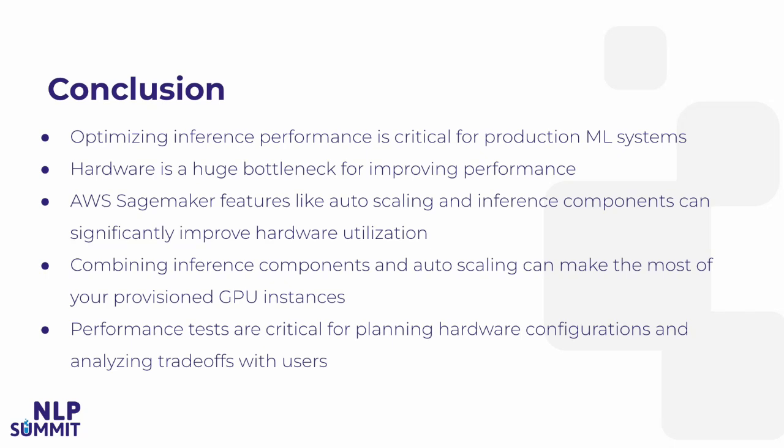AWS SageMaker features like auto-scaling and inference components can significantly improve hardware utilization, and combining inference components and auto-scaling can make the most of your provisioned GPU instances. Since we're limited on GPUs, we might as well make the most of them. And finally, performance tests are critical for planning hardware configurations and analyzing trade-offs with users.